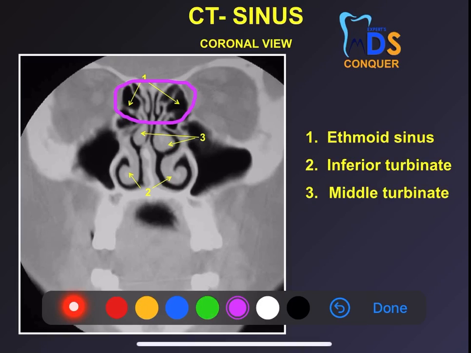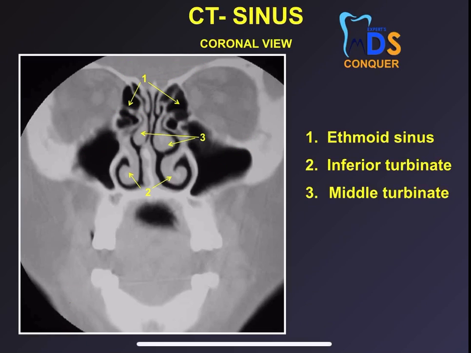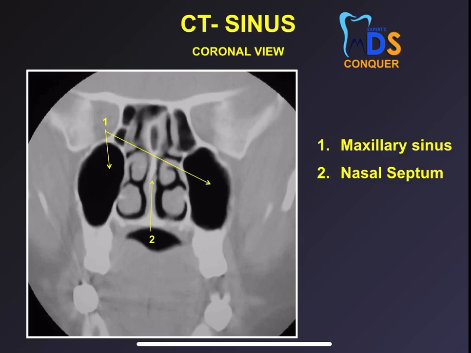So, also have a look at the inferior turbinates and the middle turbinates, right. So, this is how you have to have an idea. This pyramidal shape is a maxillary sinus, and here you would have the frontal sinuses, but this section didn't show the frontal sinus, but it has shown the ethmoidal sinuses. Okay, that's important. So, now again one more coronal view which gives you the maxillary sinus and the nasal septum.